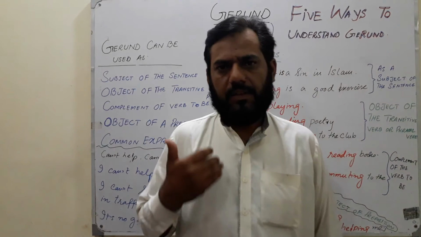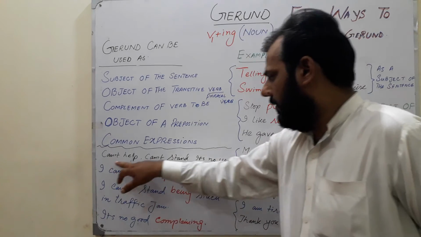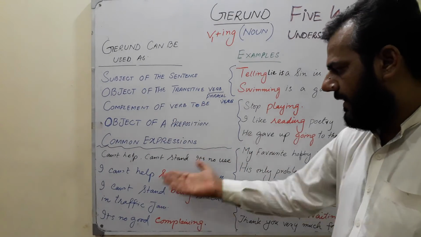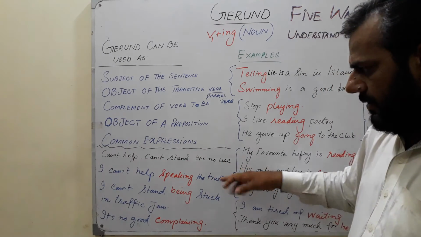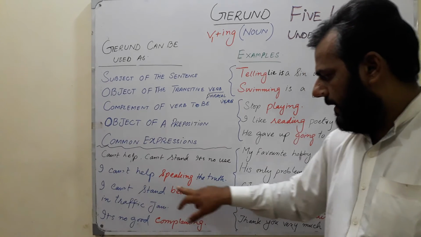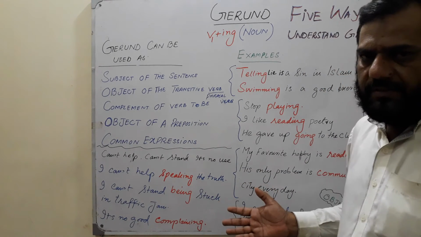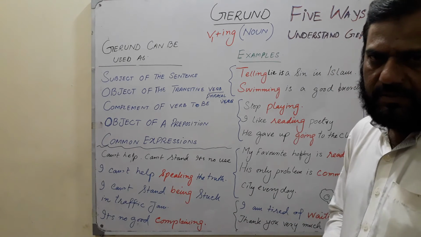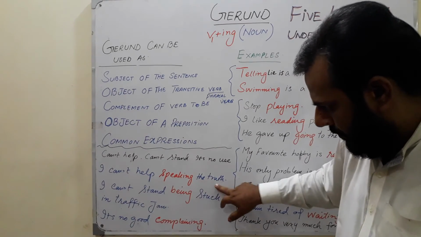This is the fourth way to use a gerund, object of the preposition, as we call it. The last but not the least is common expressions. There are so many common expressions, but I have selected a few: can't help, can't stand, it's no use. How to use them? I can't help speaking the truth. I can't stay out of it. So I can't forget to speak the truth means I can't help speaking the truth.